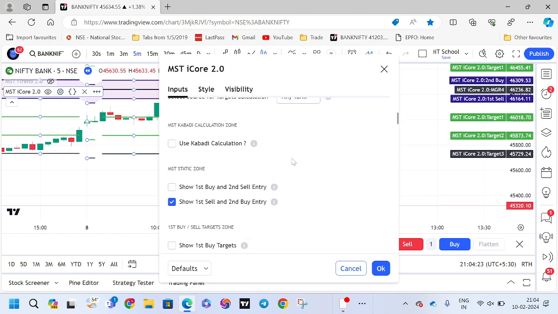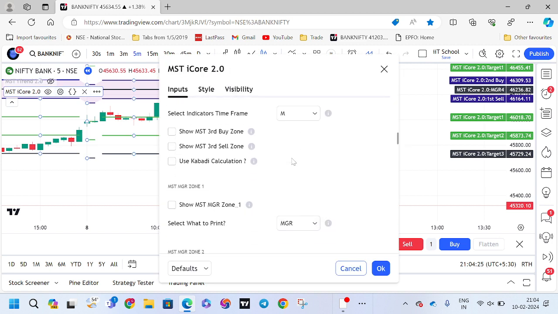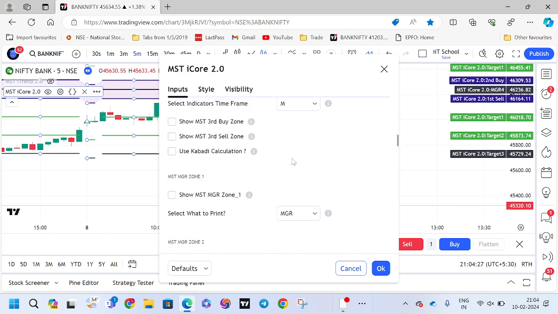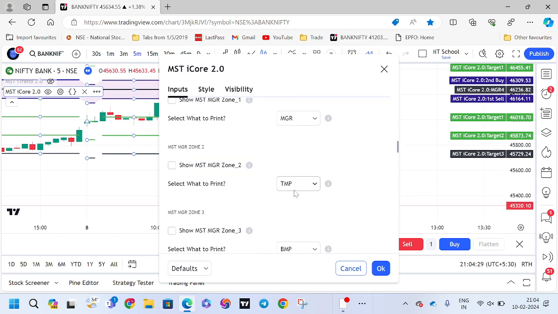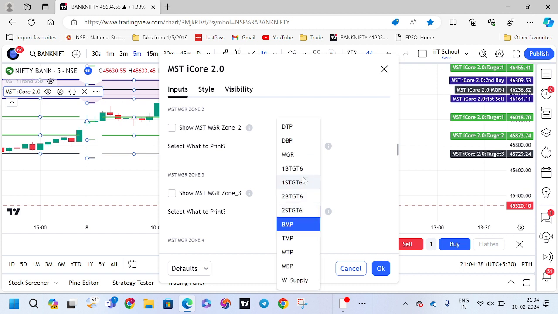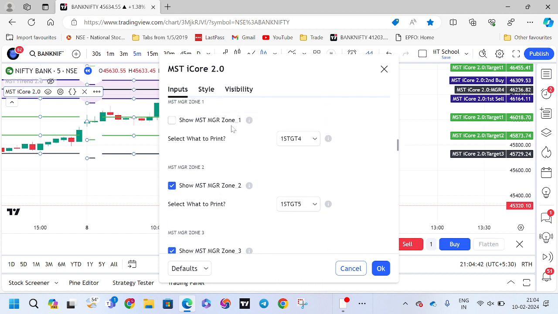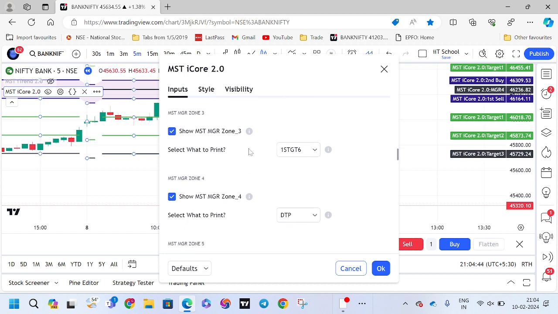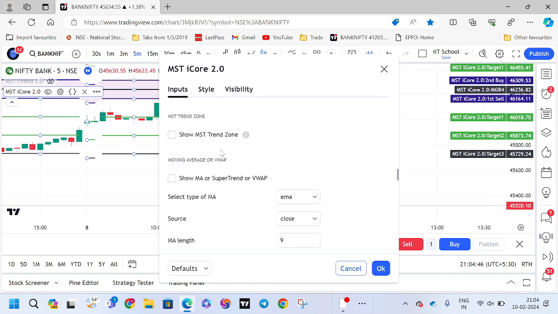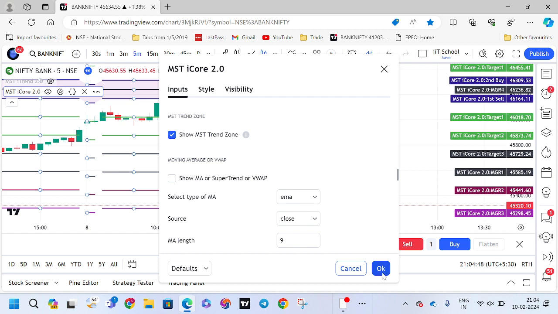How can you assume that it will go more down? Because I don't know till what level it will go. So for that we have given extra facilities in our indicator. What are the extra facilities we have, that you can understand from this video very clearly. The first one is something called MST trend zone.